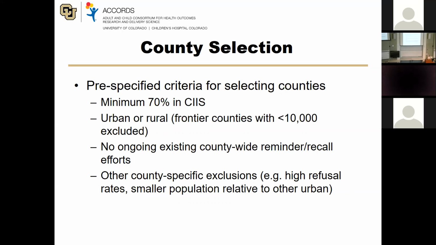So we looked at populations and estimated the percent of children in CIS. We included urban and rural counties, but as Allie mentioned previously, frontier counties with very small populations were excluded. No ongoing existing countywide reminder recall, because that would contaminate our efforts. And then there were some other county-specific exclusions, such as high refusal rates, and Broomfield County at that time was just brand new and a small urban county, so we didn't include them.